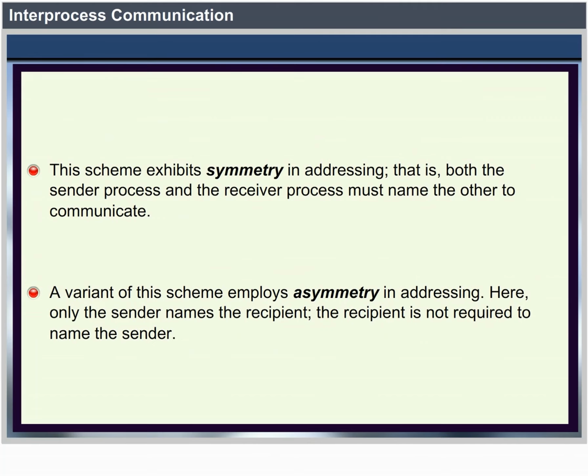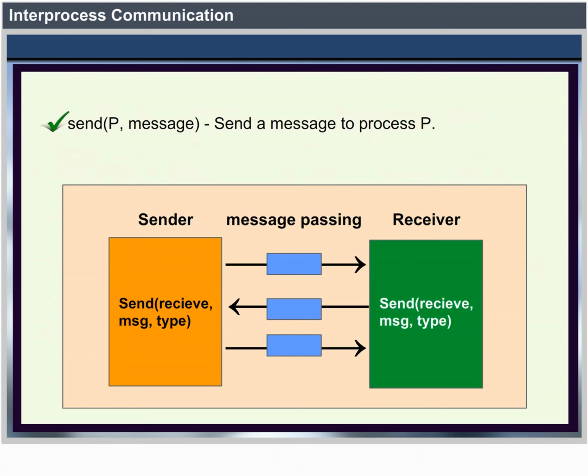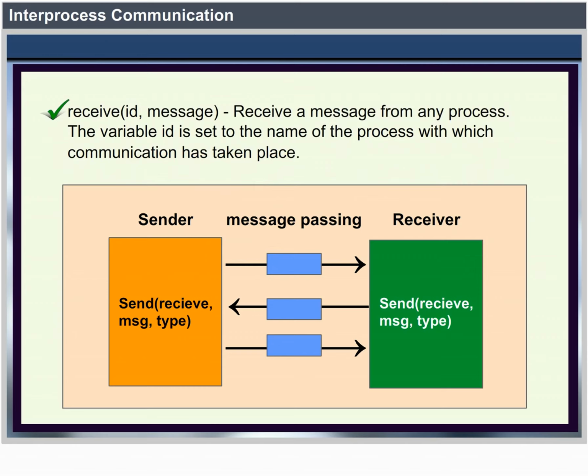Here, only the sender names the recipient. The recipient is not required to name the sender. In this scheme, the send and receive primitives are defined as follows: send(P, message), send a message to process P; receive(id, message), receive a message from any process. The variable id is set to the name of the process with which communication has taken place.